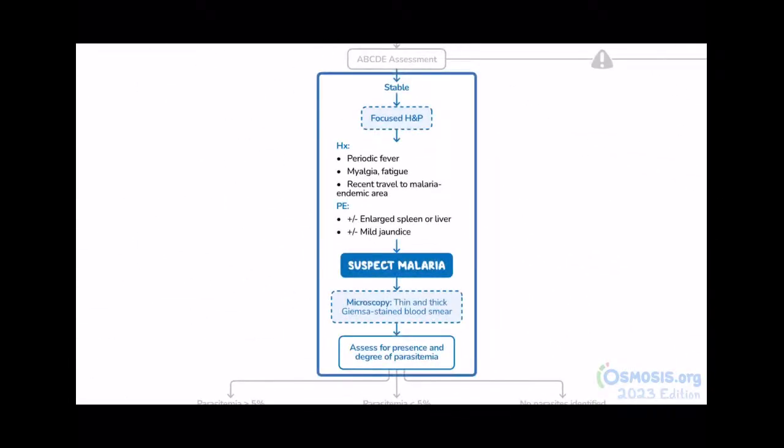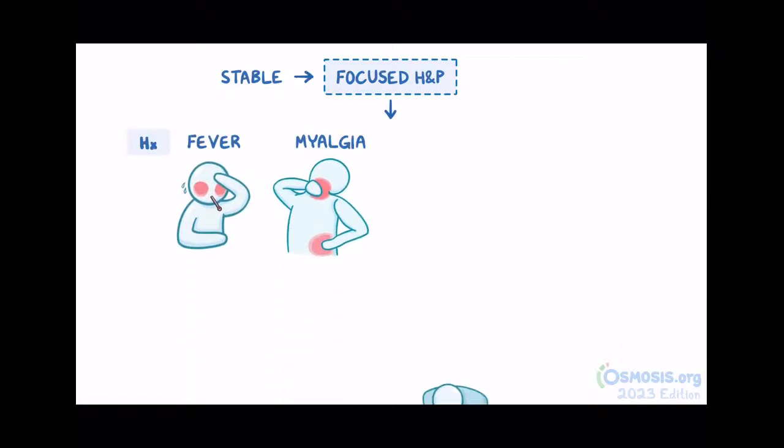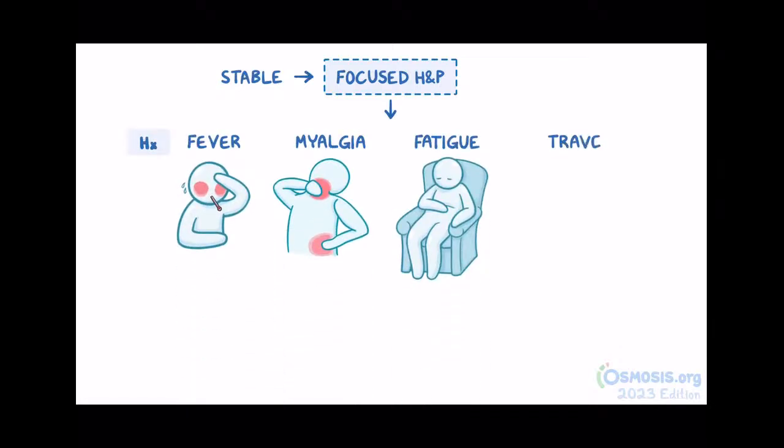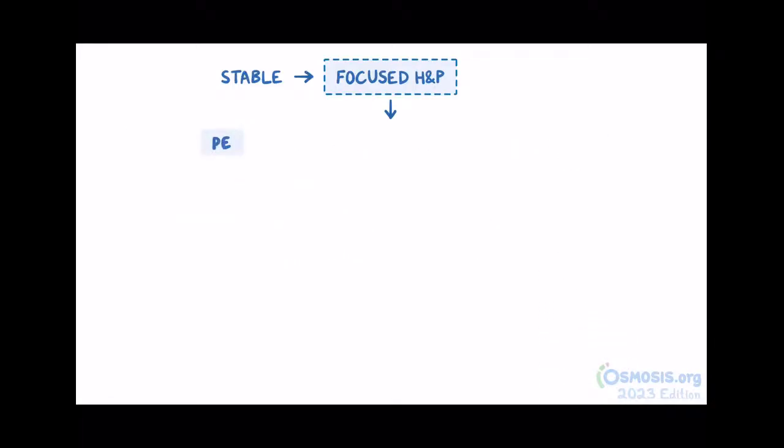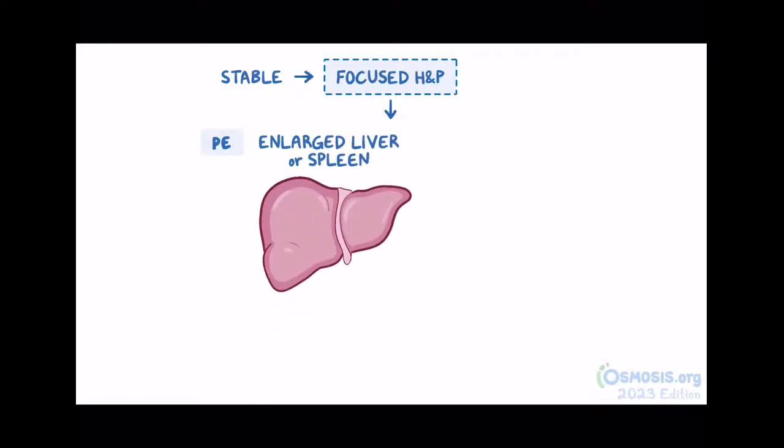Now, let's go back to the ABCDE assessment and take a look at stable individuals. If your patient is stable, first obtain a focused history and physical examination. Your patient will usually report periodic fever, myalgia, and fatigue, as well as recent travel to a malaria endemic area. Additionally, on a physical exam, you might find an enlarged liver or spleen, or even mild jaundice.